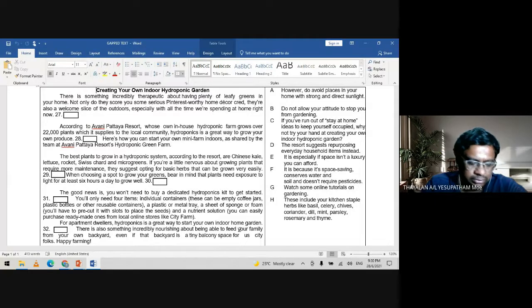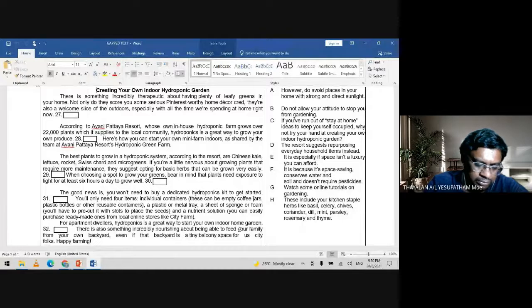The best plants to grow in a hydroponic system, according to the resort, are Chinese kale, lettuce, rocket, Swiss chard, and microgreens. If you're a little nervous about growing plants that require more maintenance, they suggest opting for basic herbs that can be grown very easily. This includes your kitchen staple herbs like basil, celery, chives, coriander, dill, mint, parsley, rosemary, and thyme. When choosing a spot to grow your greens, bear in mind that plants need exposure to light for at least 6 hours a day to grow well. However, do avoid places in your home with strong and direct sunlight.